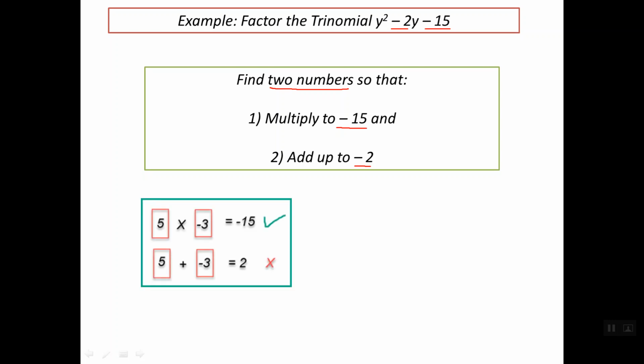If we try for plus 5 and minus 3, so plus 5 multiplied by minus 3 is minus 15. So the first condition has been fulfilled. But for the second condition, plus 5 plus minus 3 is equal to plus 2, not minus 2.